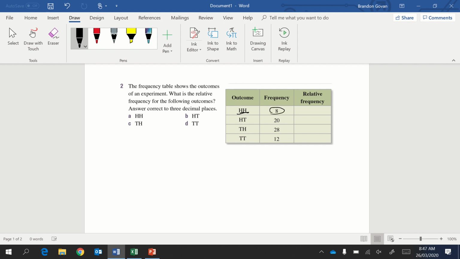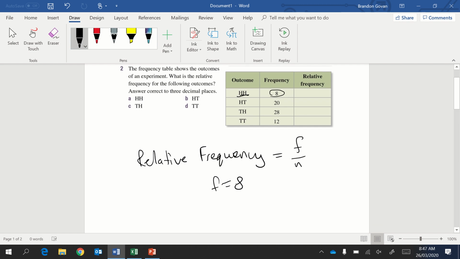So our formula that we're using for this whole entire topic is going to be relative frequency equals F over N. And F is the frequency of the value, so that's what we've got here. F equals 8, straight from the table. And then N is going to be the total number of outcomes.